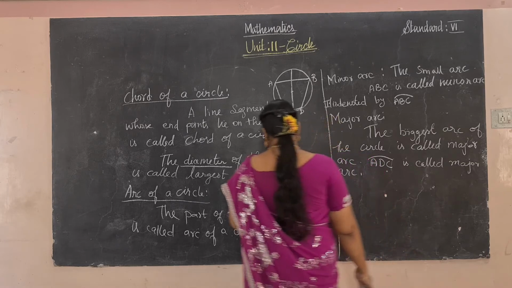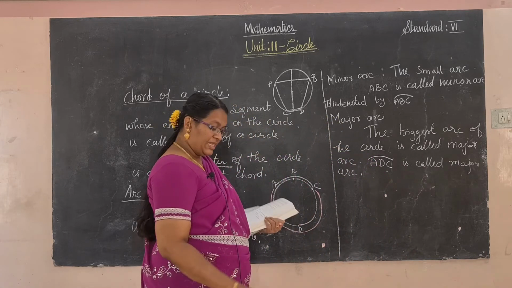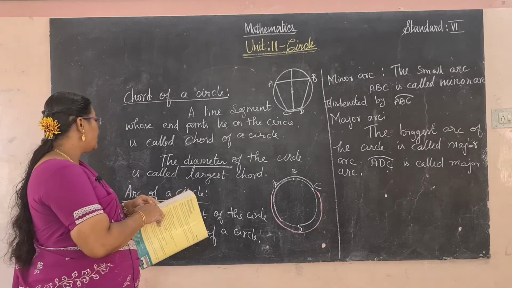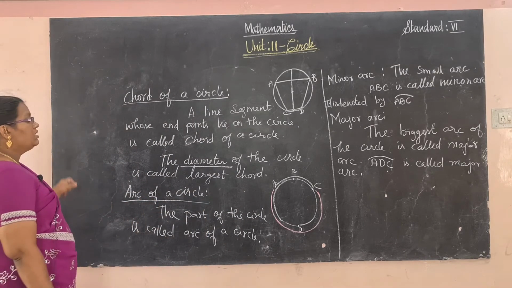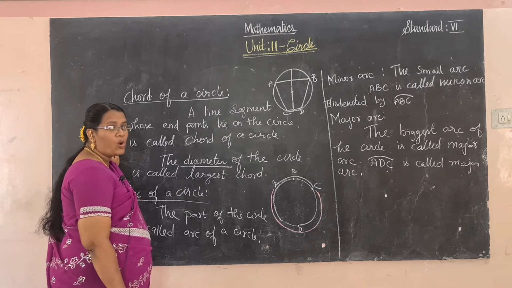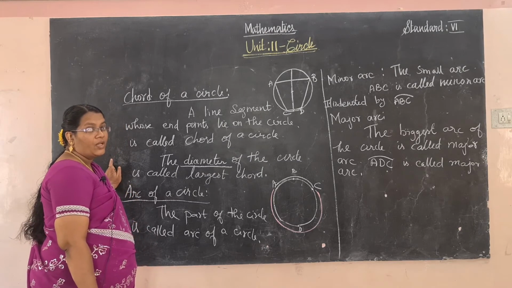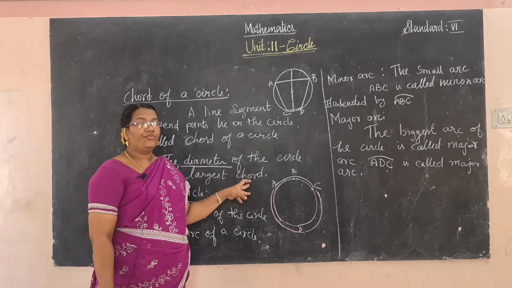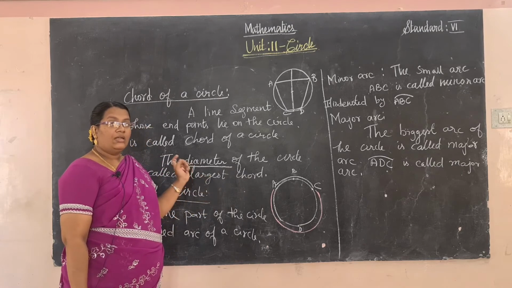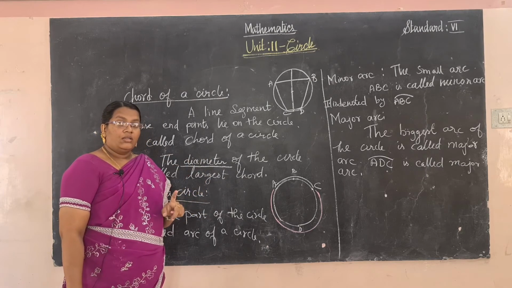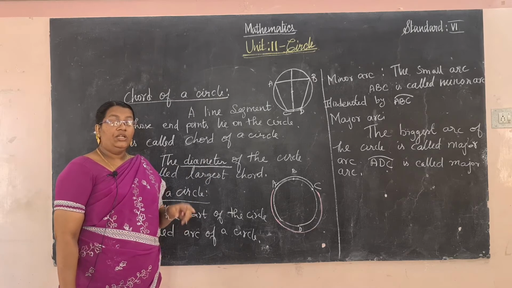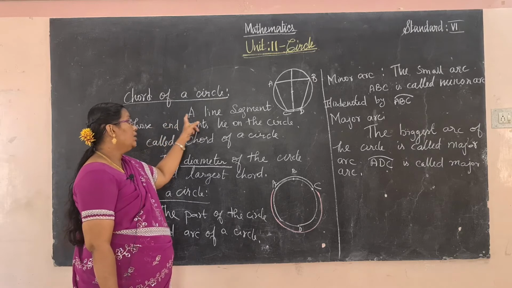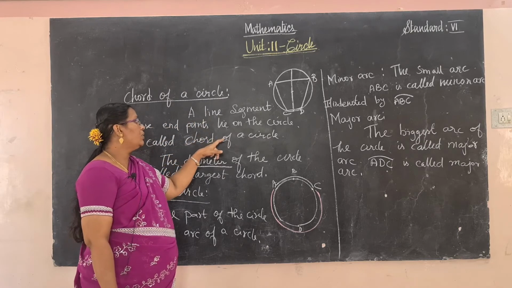That's it. Okay, and next one is sector. Are you clear on this? Chord of the circle and arc of the circle. Chord of the circle means a line segment whose two end points lie on the circle, on the boundary. That is called the chord of the circle. The diameter is called the largest chord of the circle. The diameter passes through the center. Other chords, other line segments, need not pass through the center.